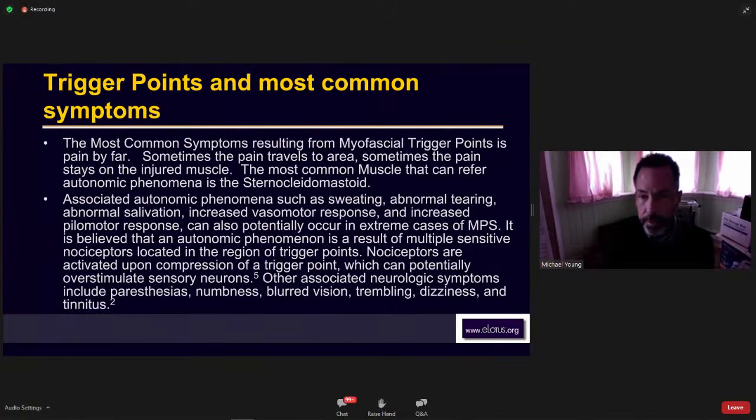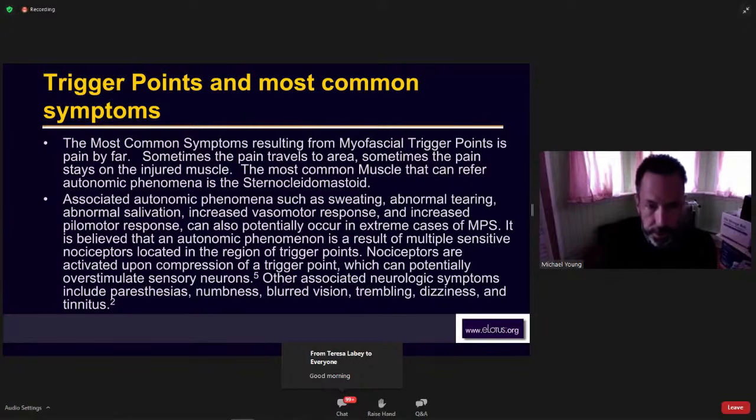So the most common symptom from myofascial trigger points is pain by far, probably 90, 95%. Sometimes the pain travels to an area, and sometimes the pain stays in the injured muscle. Sometimes it doesn't go anywhere, just local. The most common muscle that can refer autonomic phenomena is the sternocleidomastoid, probably because of its proximity to the brain.